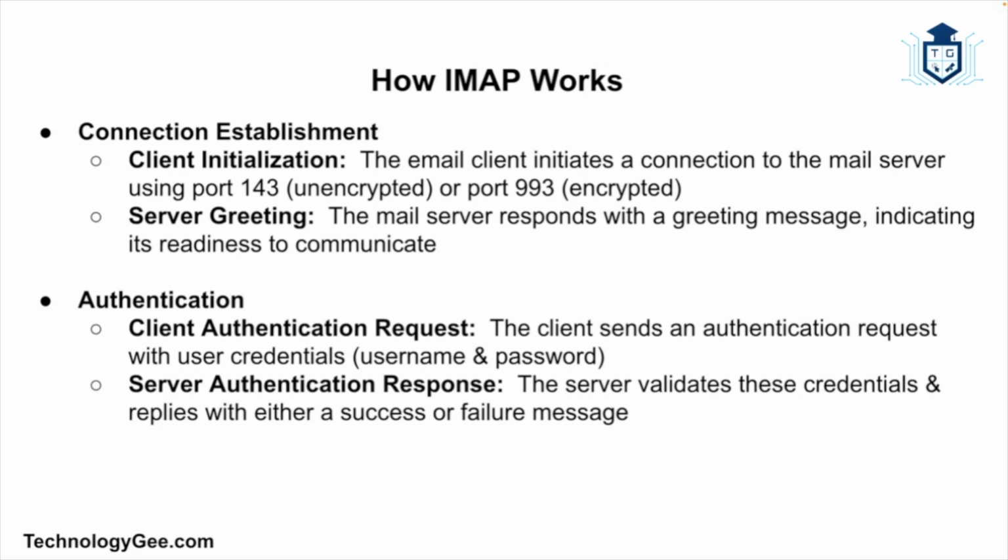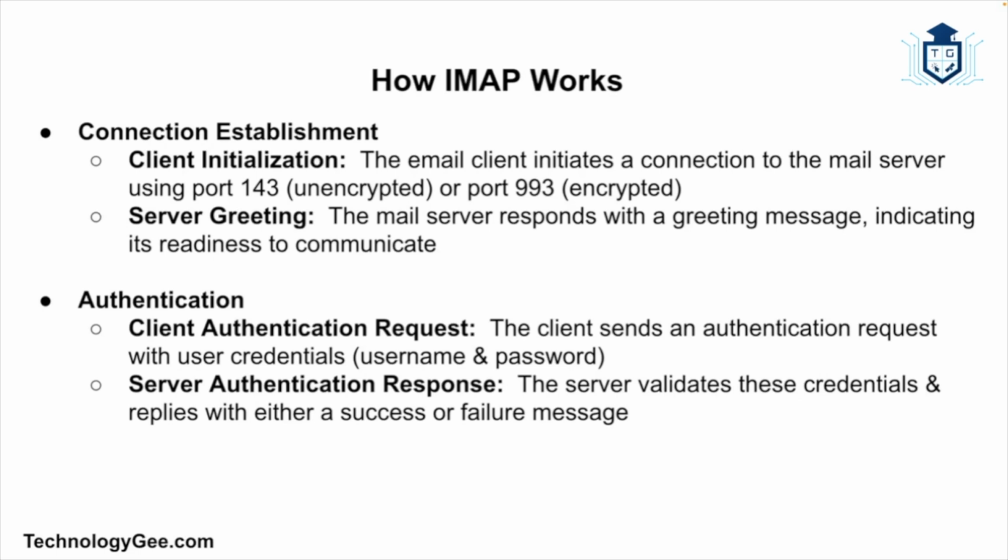All right, so let's move on and talk about exactly how IMAP works. So IMAP operates as a client-server protocol. So here's a detailed look at the workflow. So first we have the connection establishment. So the email client initiates a connection to the mail server using either port 143 or port 993. Then the server responds with a greeting message indicating its readiness to communicate.